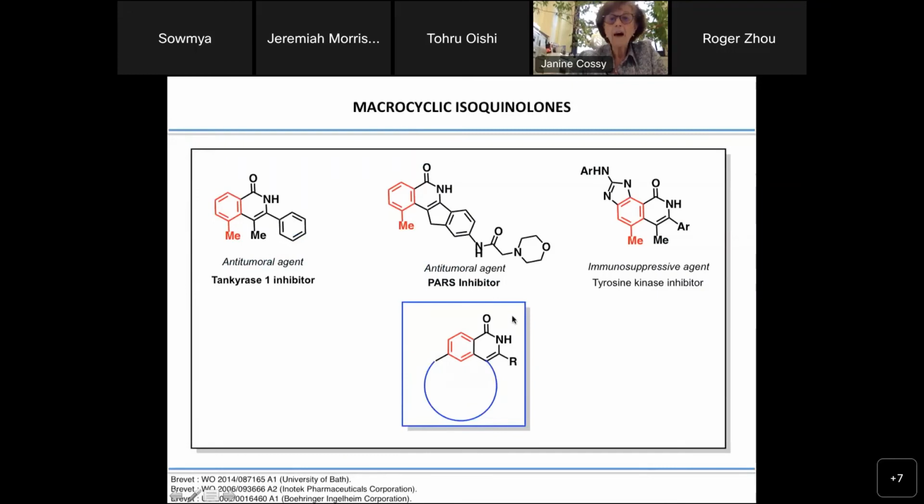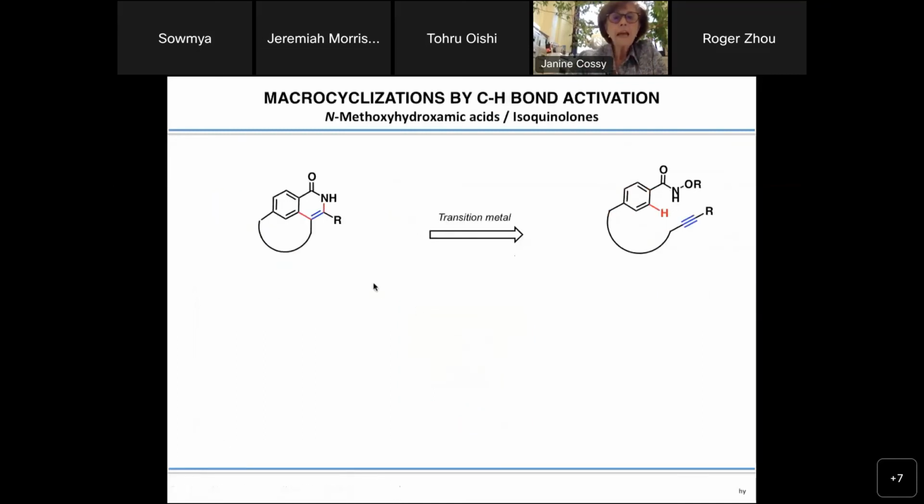So now, as I said previously, we have this kind of hypothesis. How can we access this macrocyclic isoquinolone? Well, maybe as previously, by CH activation. Maybe this macrocyclic isoquinolone should come from this hydroxamate in here by a CH activation, and this hydroxamate will have this triple bond in here that will lead to the formation of this macrocycle and the construction of this heterocycle.